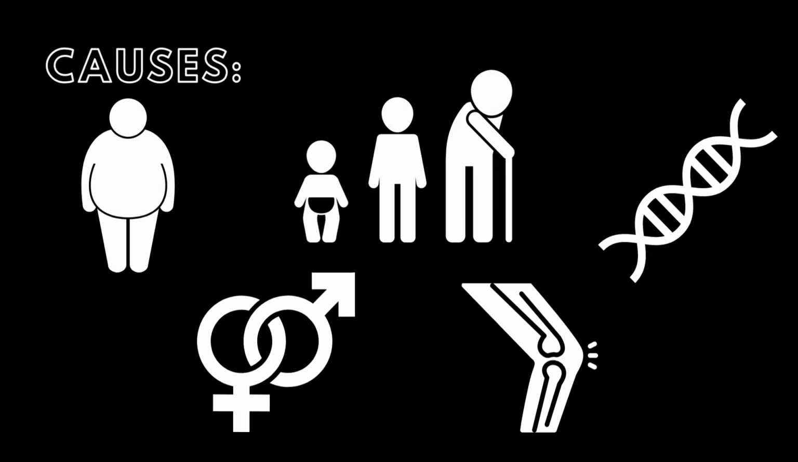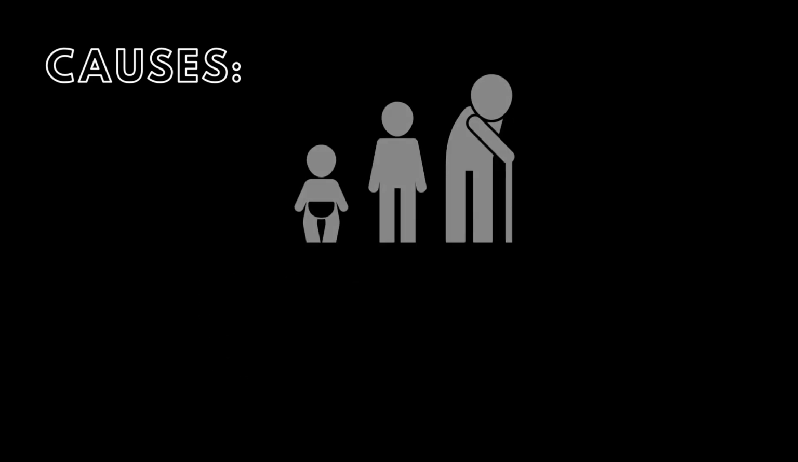Common causes for osteoarthritis are obesity, gender, with women over 50 years old being affected more frequently than men, age, joint injury or overuse, and lastly, genetics. People with family members with osteoarthritis are more likely to develop osteoarthritis later in life.